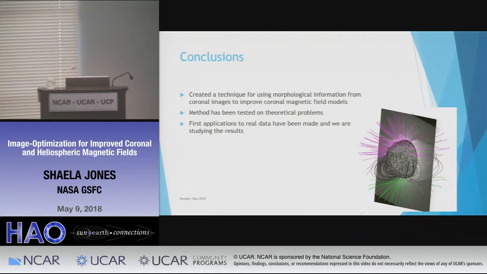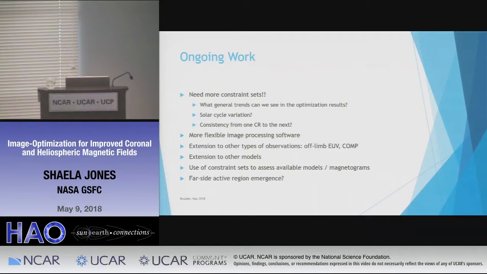So basically, to tell you what I told you, we made a technique to incorporate morphological information from the coronal images into the models, and we've tested it on a couple of theoretical problems. Now we're making our first application to real data. But we need more constraint sets. We have two data sets, and in both I see the corona opening up a lot more. A lot of modelers come up to me very excited when I talk about this, because they would like to see a more open coronal field.